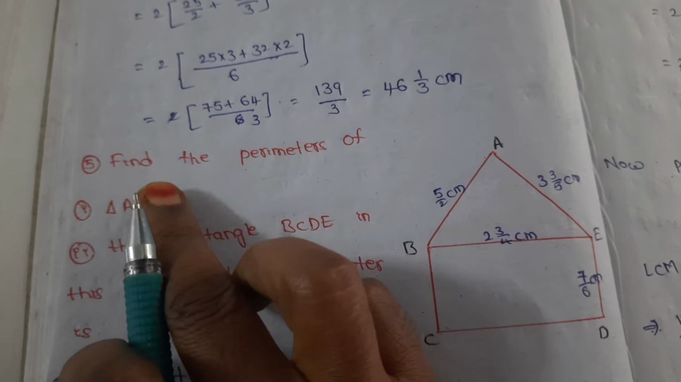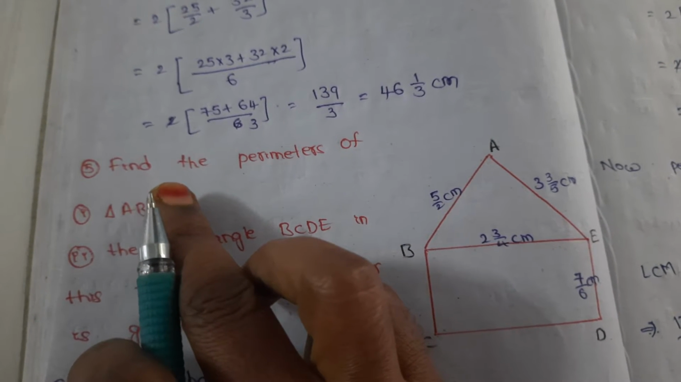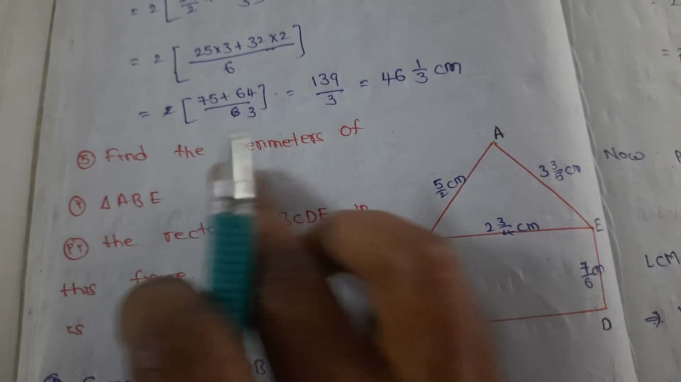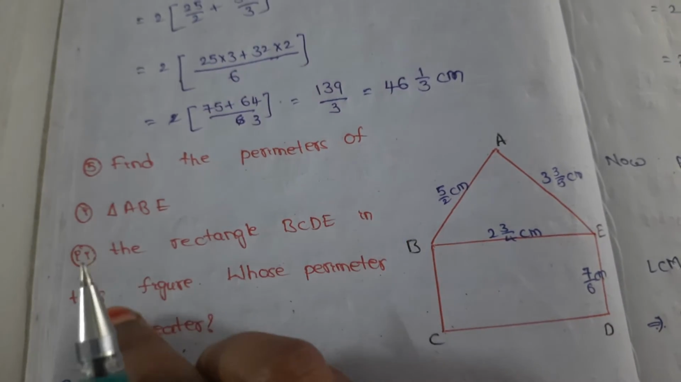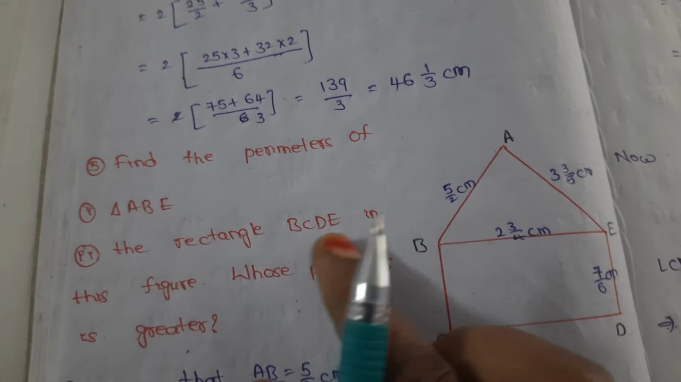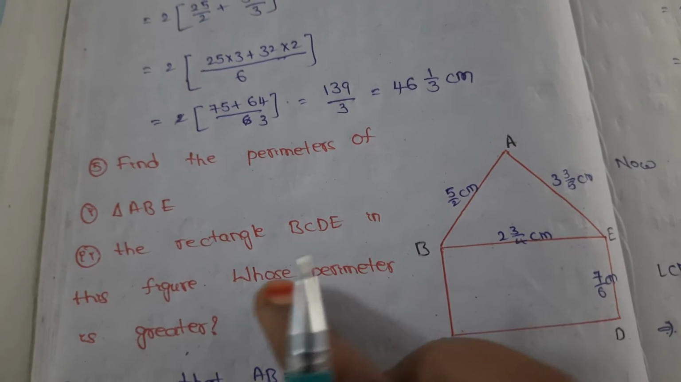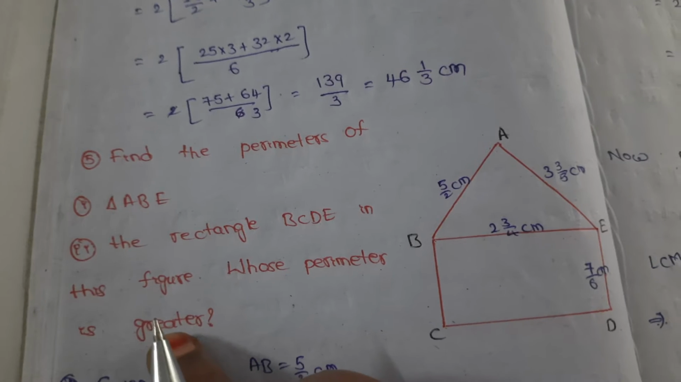In today's class, we are going to discuss fractions and decimals, exercise 2.1, fifth problem. Find the perimeters of the triangle ABC and the rectangle BCDE in this figure. And we are going to find whose perimeter is greater.